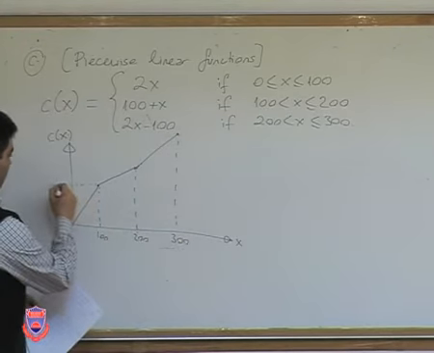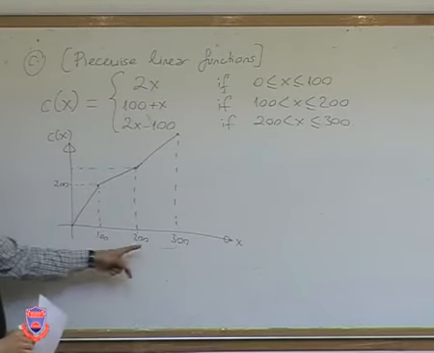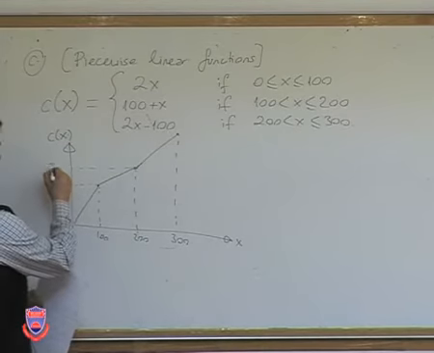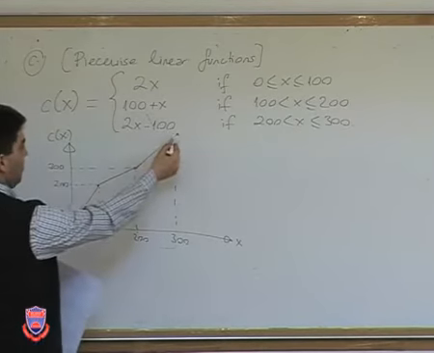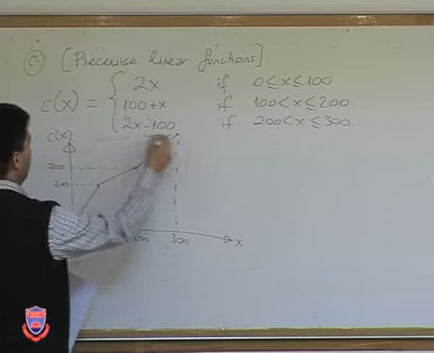So the value here is equal to 200. What's the value here? It's going to be 300, basically, if you just plug in 200. So you have 300. And what's the value of my function here? It's going to be 2 times 300 minus 100. It's going to be 500, right?